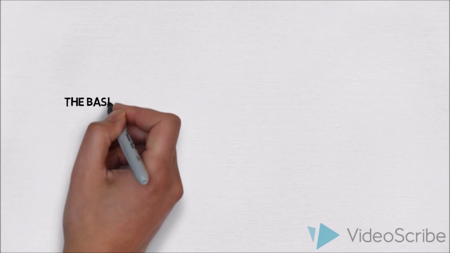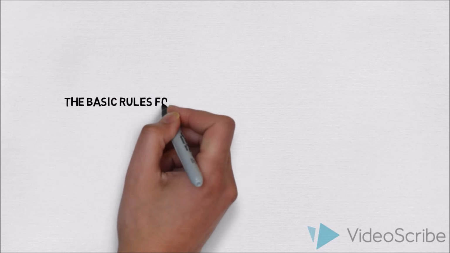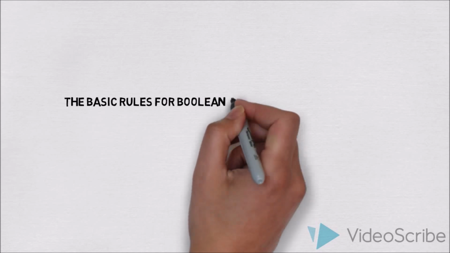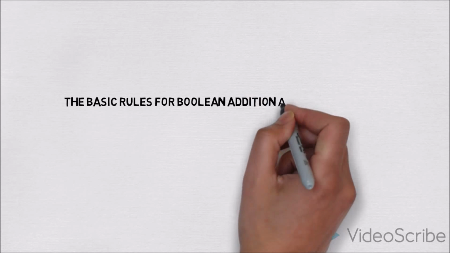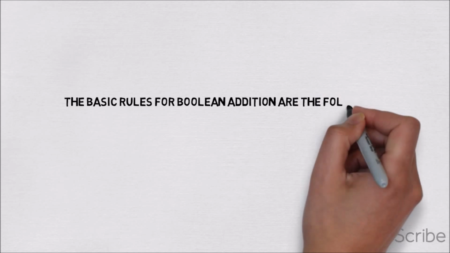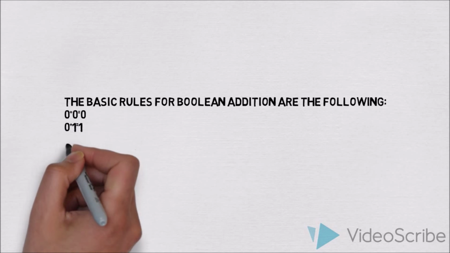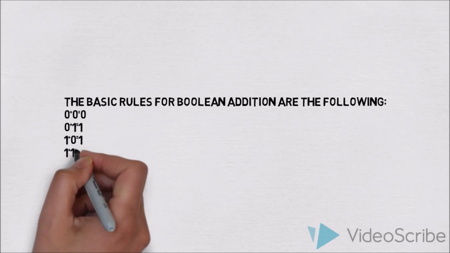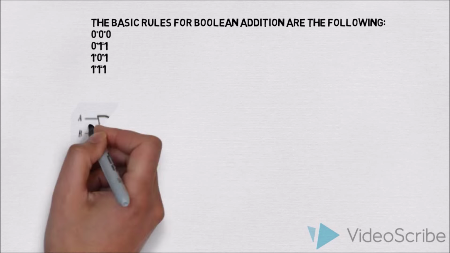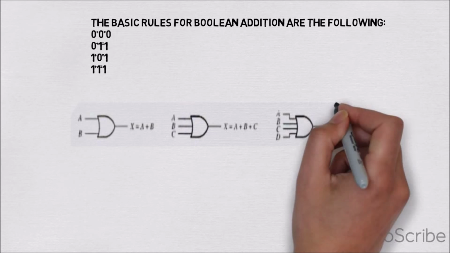The basic rules for Boolean addition are the following. 0 plus 0 is equal to 0, 0 plus 1 is equal to 1, 1 plus 0 is equal to 1, and 1 plus 1 is equal to 1. And this is the graphical representation.